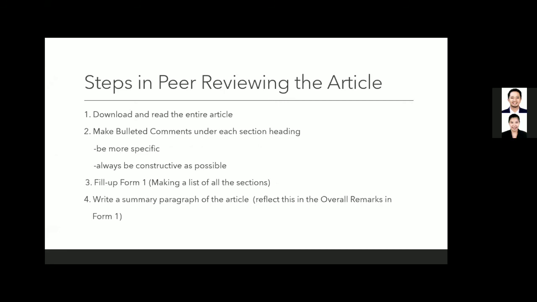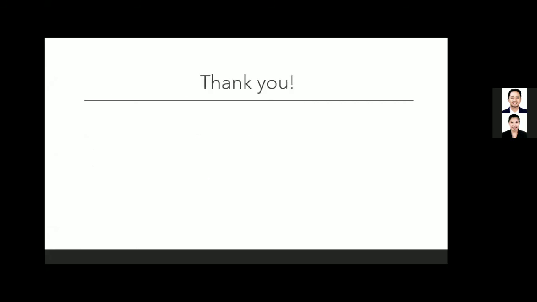It might be that in the paper you will have the comments, so you know how to do it. You have to do the bulleted comments, and you have to be more specific. You have to be very constructive. Then you fill up form number 1, making a list of all the sections, which is already made for you, and then number 4 is to write a summary paragraph of the article. This should be reflected in the overall remarks of form number 1. So I think that's all. Thank you very much.